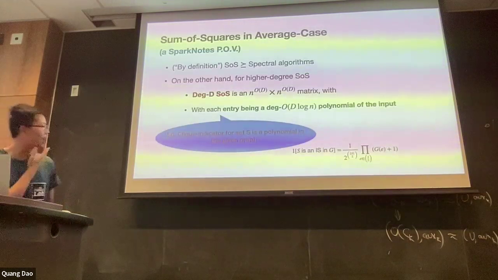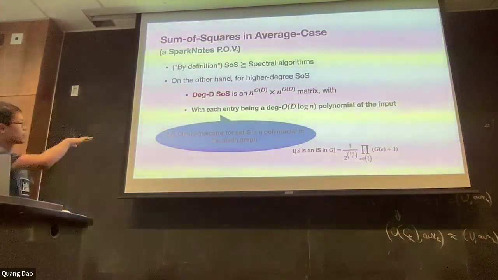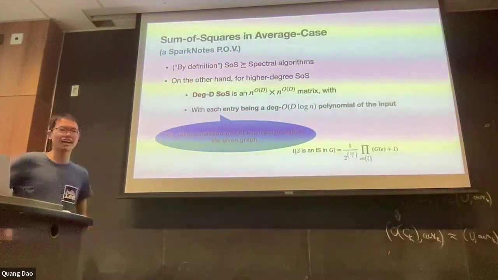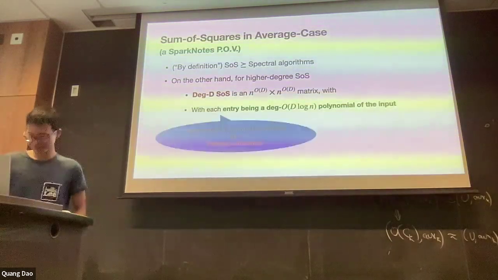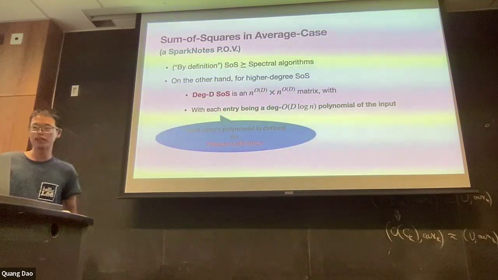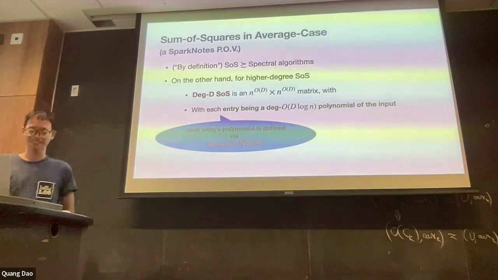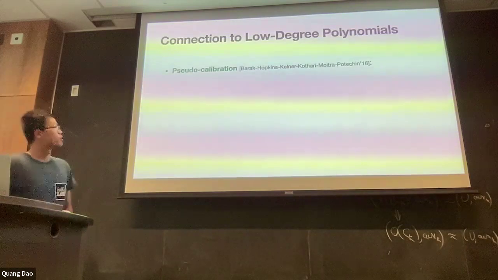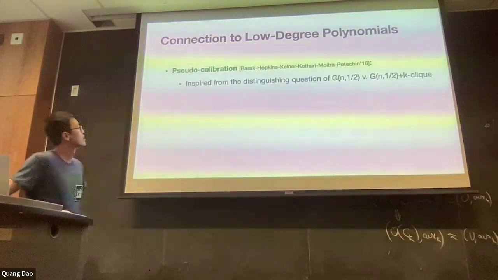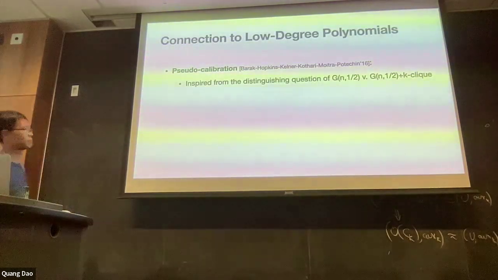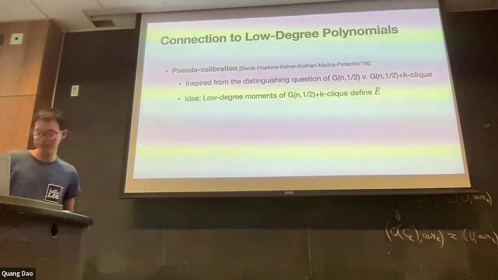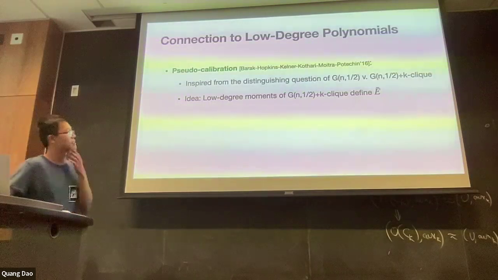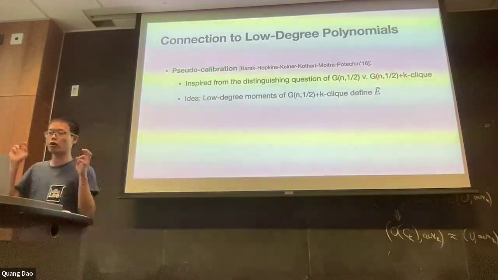I'm going to shift back here. Earlier, we mentioned that for degree D sum of squares, you can think of each entry as a polynomial of the input, but I haven't told you which polynomial we are considering. It turns out that each entry's polynomial is defined by pseudo-calibration, which is a framework pioneered in the planted clique work. It's inspired by the distinguishing question of null versus planted. The main idea is that the low degree moments of the planted distribution help us define this dual object, the pseudo-expectation.